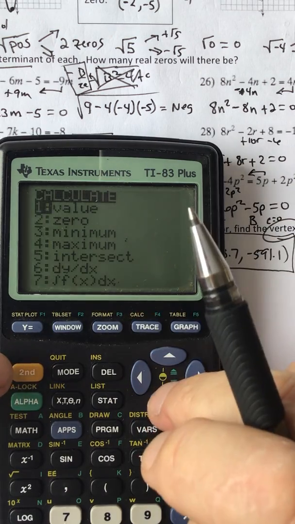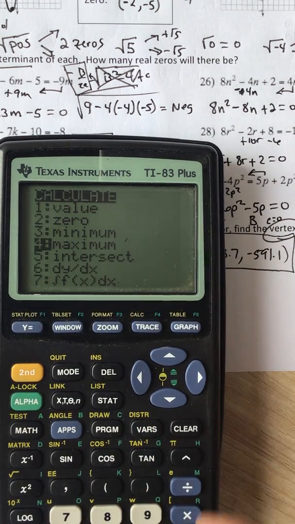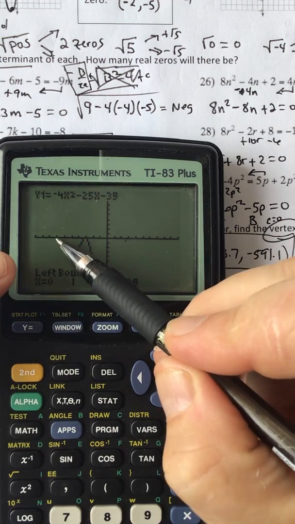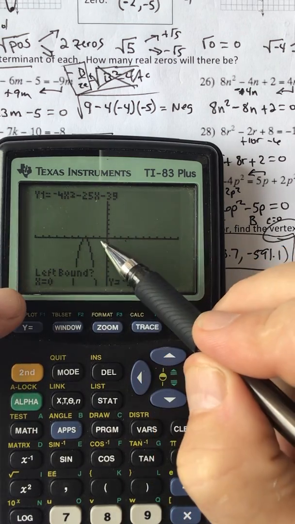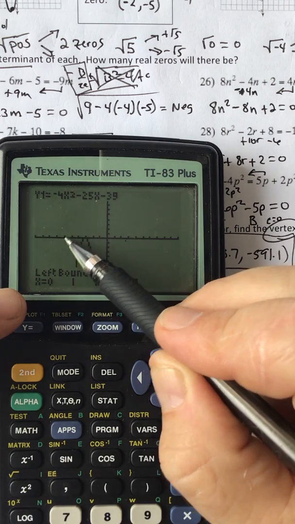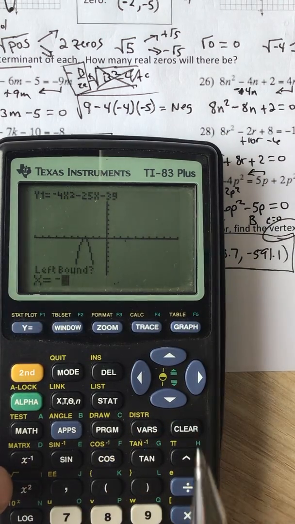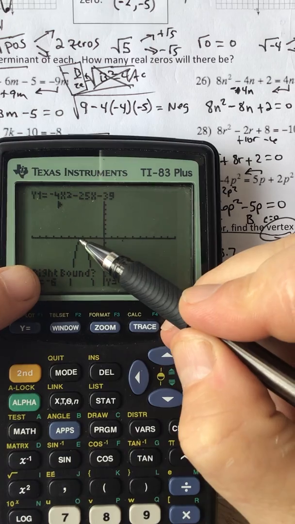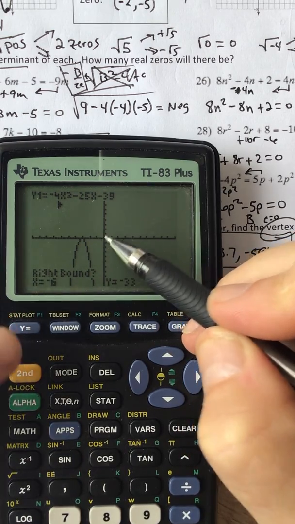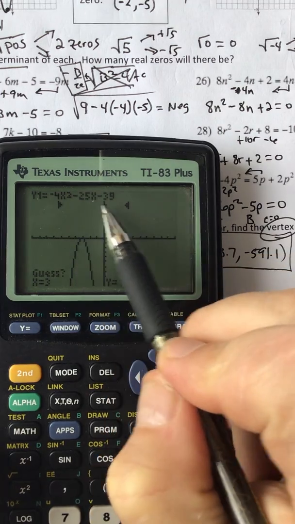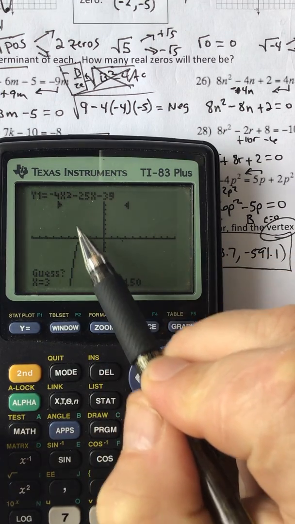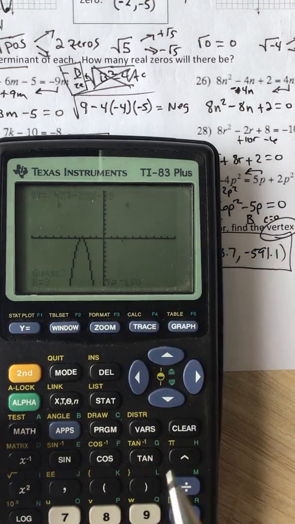So second, calculate. Now I want to do the maximum. So I got to type a number in over here, someplace left. So when I did zoom 6, these are counting by ones. 1, 2, 3, 4, 5, negative 5, negative 6, negative 7, somewhere around in there is definitely to the left. And then someplace over here, like negative 1, 1, 2, 3, I'll say 3. It's going to find the highest point between there.